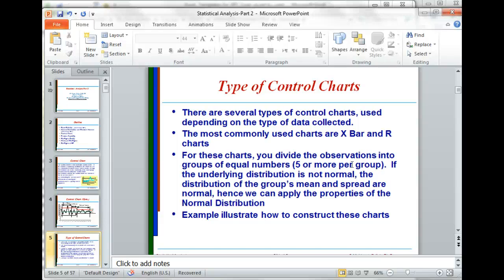Now, the concept behind the X bar and R chart is that if you have a set of data that you consider not normally distributed, and you divide that data set into groups of 5 or more data points of the same size, the means of those groups and the ranges of those groups are approximately normally distributed. So we can apply the concept of control limits based on 3 standard deviations to the mean and the range of the process, and then look at it and see whether or not the process is in control. So let me illustrate that with an example here.